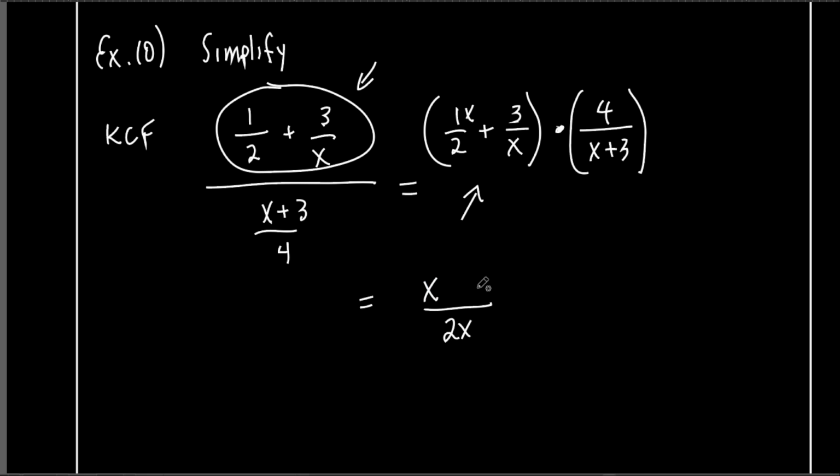So what do we get? 1x or just x? Plus, what do we do to this x to get to 2x? Multiplied it by 2. So you do the same thing to the top. So 3 times 2 is 6. You with me? Times this thing right here. I can't simplify that. x plus 3.